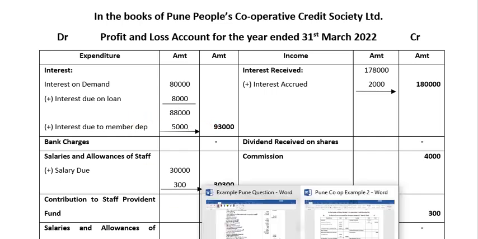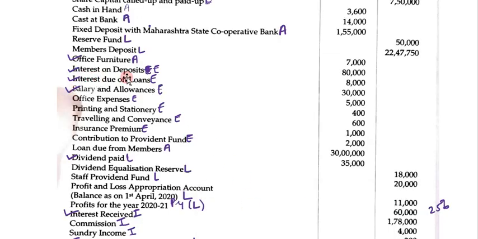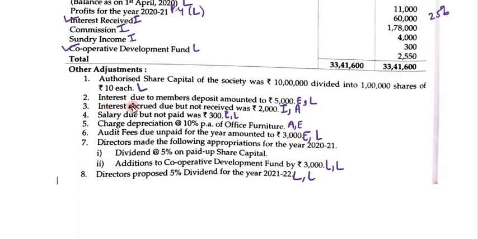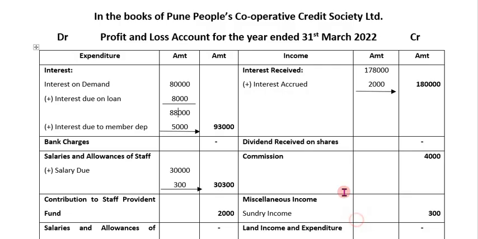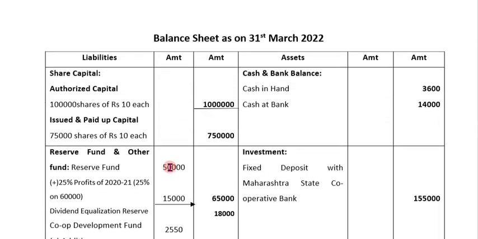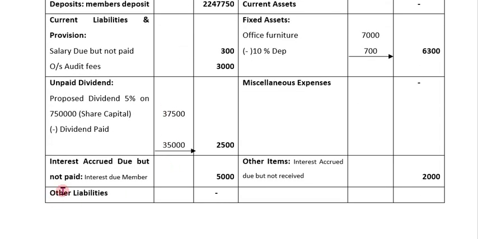Now we have adjustment on interest on deposit. So the adjustment is interest due to member deposit amount to rupees 5,000. So this 5,000 you have to add in interest on demand. So interest due to member deposit is 5,000. So 88,000 plus 5,000, total is 93,000. Now this 5,000 second effect will come in liabilities over here. Interest due on member deposit 5,000.